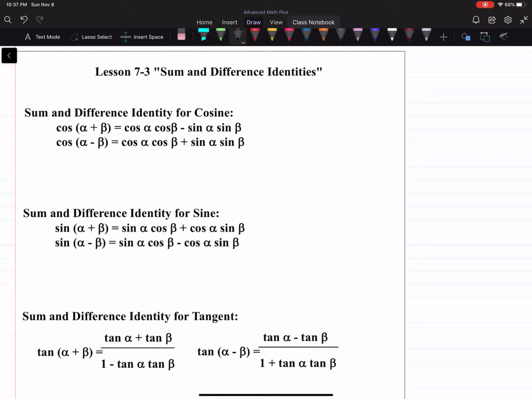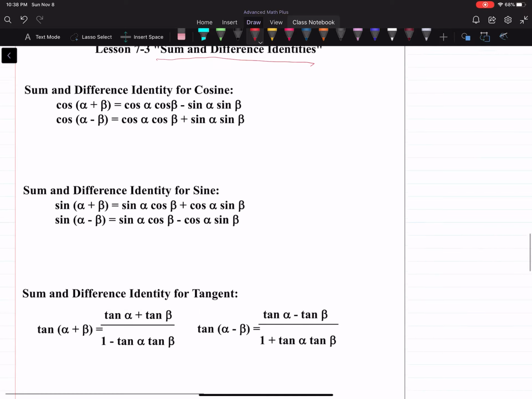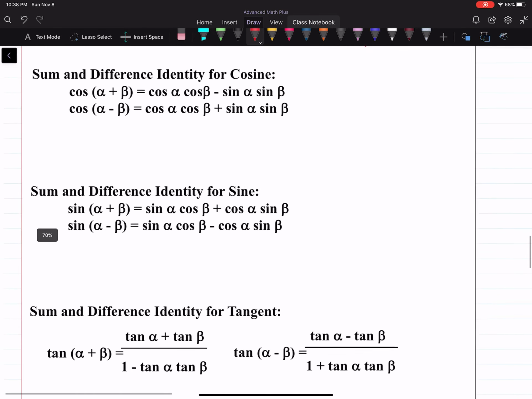Today we're going to study some sum and difference identities. These identities are located on your formula sheet on the left side, kind of in the middle. I believe they're identities 9, 10, 11, 12, 13, and 14. But here they are. Here's the ones we're going to concentrate on.